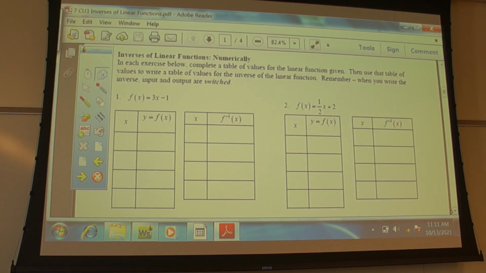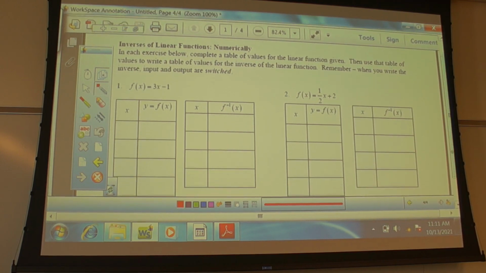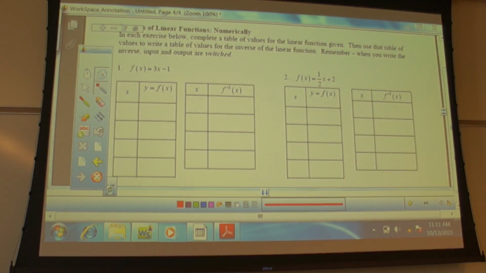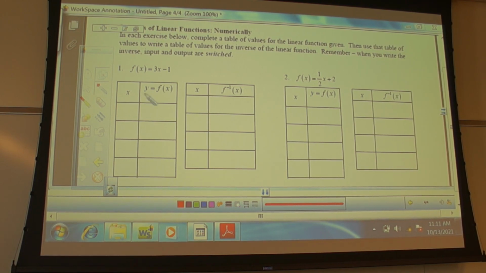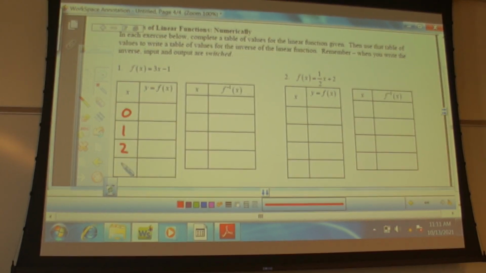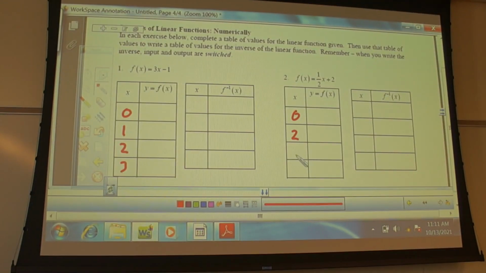All right. So, in these exercises below, complete a table of values for the linear function given, and then use that table to write the inverse numbers. So now let's just swap their spots. I'll do the first one with you guys. Let's pick some numbers for x. Let's go 0, 1, 2, 3. And over here, let's go 0, 2, 4, 6.